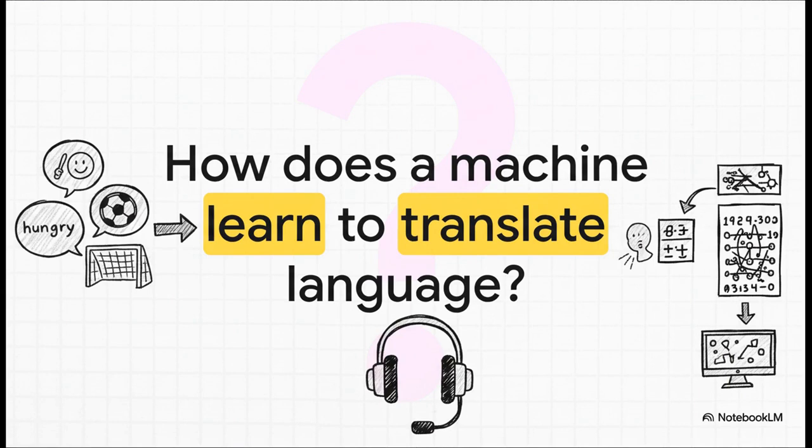So what's the fundamental problem we're trying to solve here? Well, a computer doesn't get what hungry means, or soccer, or love. Deep down, it only speaks one language, and that language is numbers. So our job is to become the ultimate translator between our words and its numbers.